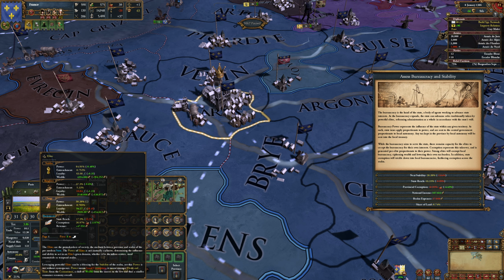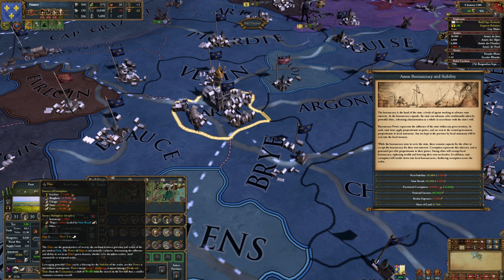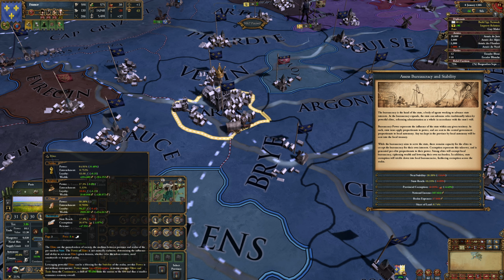So, let's start with local corruption. We have 26.97 local corruption in Paris, and we can see that that's coming from the nobility, the burghers, the clergy, the state, which is the bureaucrats, and the laws. Now, the state and laws one are all about your interactions in here, whereas the ones from the other nobilities are based on their local loyalty and power. The higher the power of a local elite, the more corruption they'll be able to cause. The higher loyalty, the less corruption they will cause.